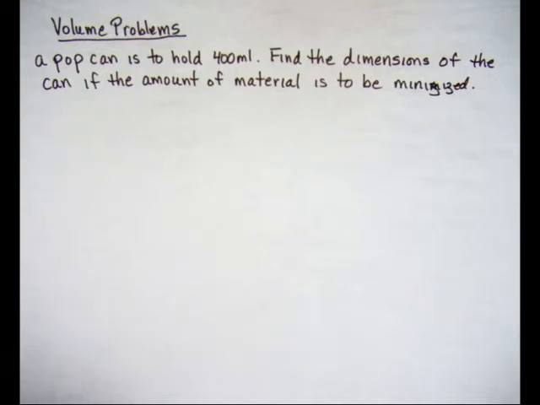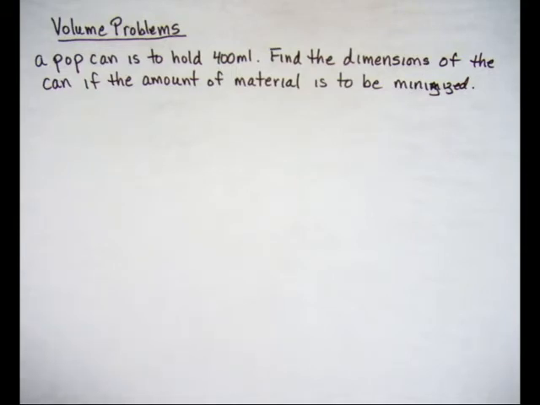You want to put some kind of, in this case, pop into a cylinder. And the pop has to hold 400 milliliters of pop. And the question is, how should you build the can if you want to minimize the amount of material used? Obviously, it costs money to build the can using material, and you want to do that the cheapest way possible. If you ever wonder why a Coke can or a pop can is shaped the way it is, you can be guaranteed that someone's figured out the cheapest way of doing it.